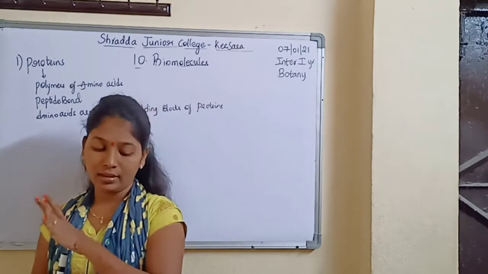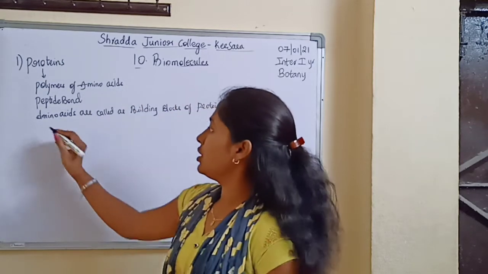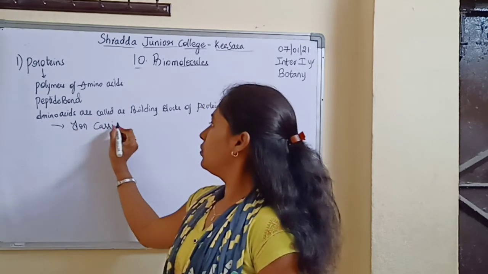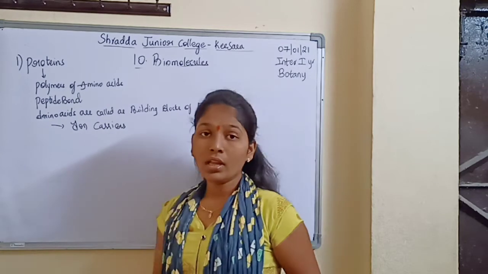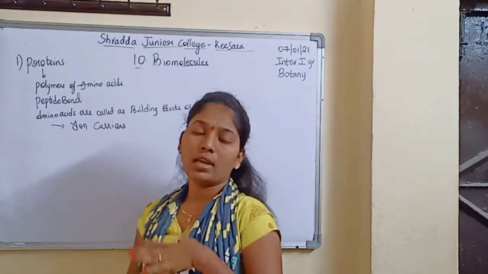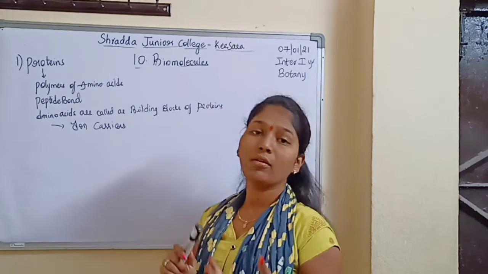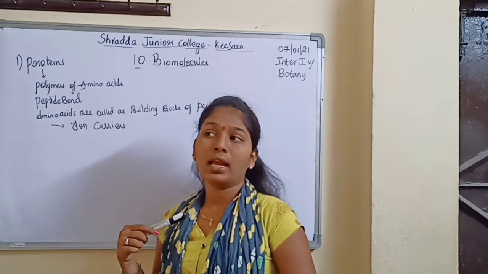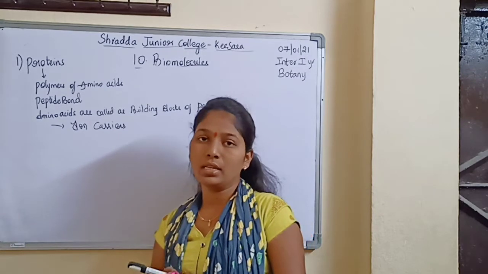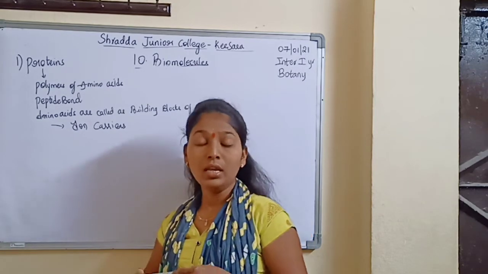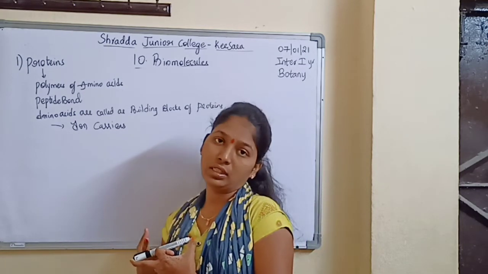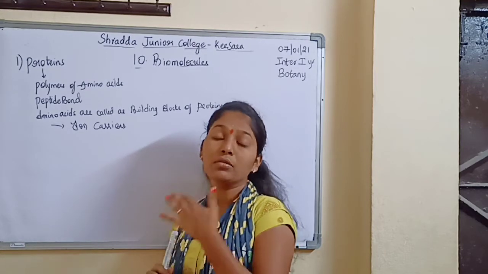Coming to the functions of this protein, the first important function is that it acts as an ion carrier. Ion carrier means it transports ions across the cell membrane. It will carry certain types of ions across the cell membrane. The cell membrane is considered to be the plasma membrane. Apart from the plasma membrane, these ions are transported from one place to another, that is, from inside the cell to outside.